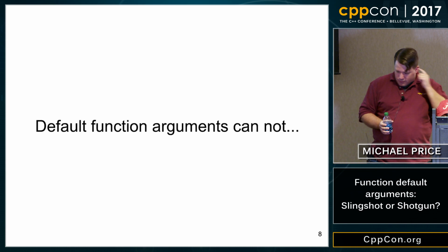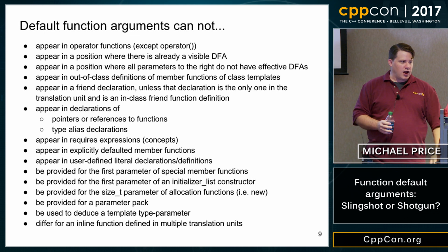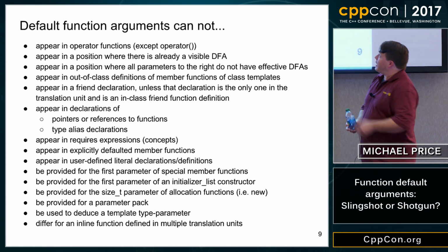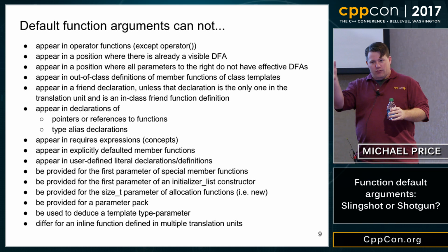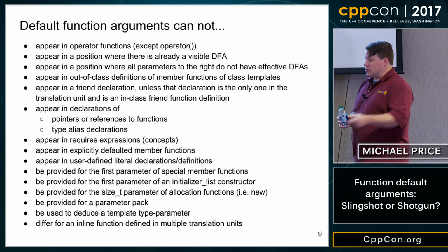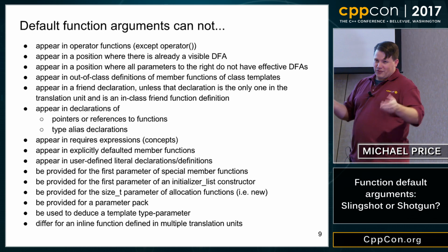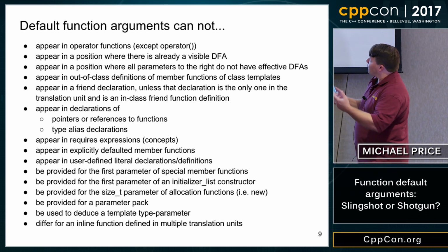Okay, but there are some restrictions. Default function arguments cannot do all of these things. You can't put them on operator functions, like operator plus. You can't put a default argument on the parameter there, unless it's operator call, parens, because that makes sense. It's a parens, you're calling it. You can't collide with things. They can't appear in friend declarations except with some exceptions.